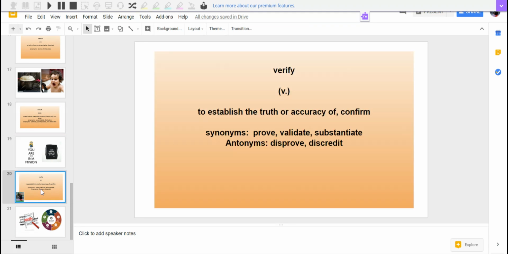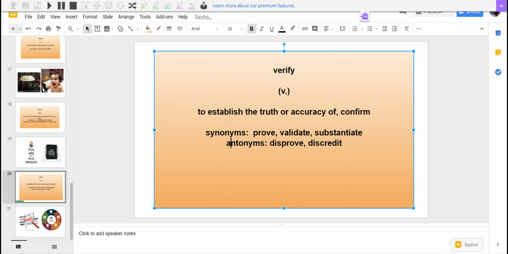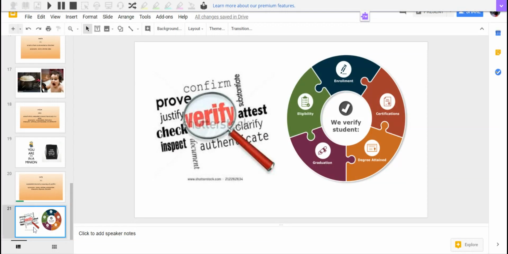Our last word is verify. Verify is a verb. It means to establish the truth or accuracy of, confirm. So if you're verifying if you're meeting your mom or what time you're meeting your mom, then you are establishing or confirming. Synonyms are prove, validate, substantiate. Okay, so like they verify the truth like in a court case. Antonyms, disprove or discredit. And wasn't really sure what to pick, so I picked these two pictures.